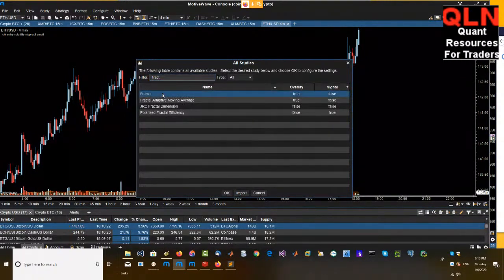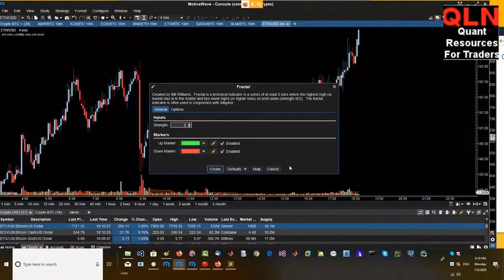Okay, so again, I've just used the defaults. Strength 2. So here's what we have. Created by Bill Williams, fractal is a technical indicator in a series of at least 5 bars where the highest high or lowest low is in the middle and the 2 lower highs or higher lows on both sides. The fractal indicator is often used in conjunction with an alligator as well. I've looked at alligators, but I haven't looked at them deep enough. But, you know, fractals are popular. So let's see how these play out.